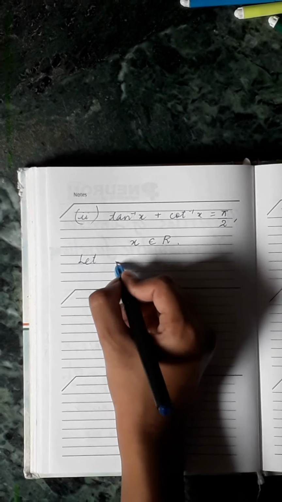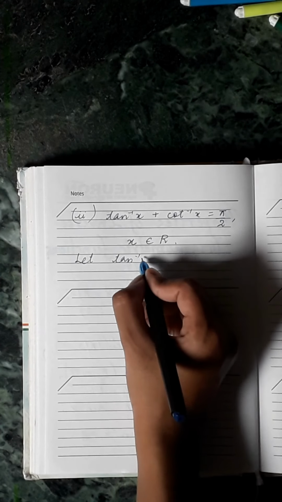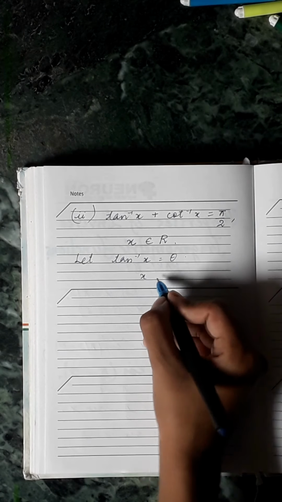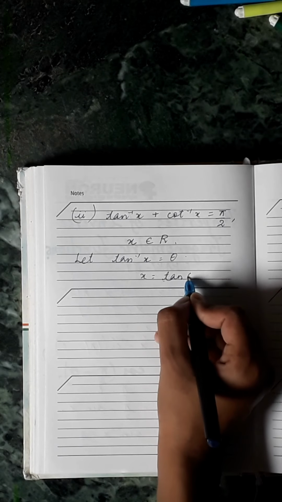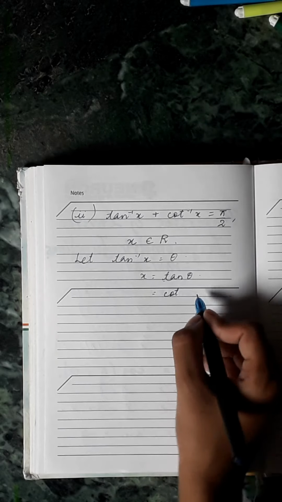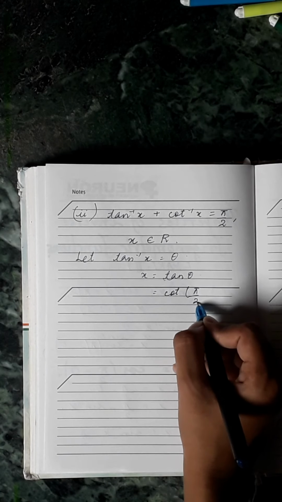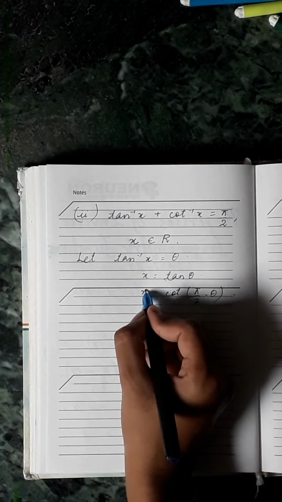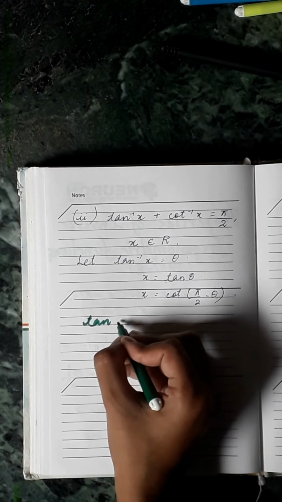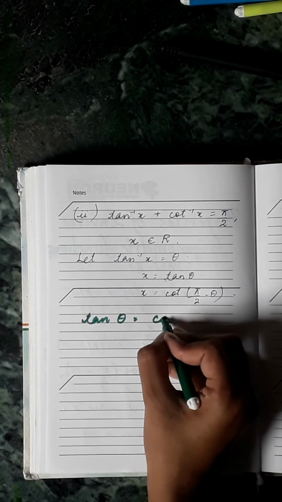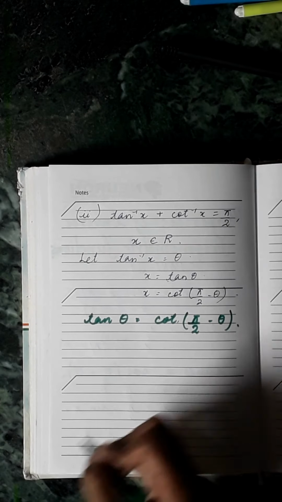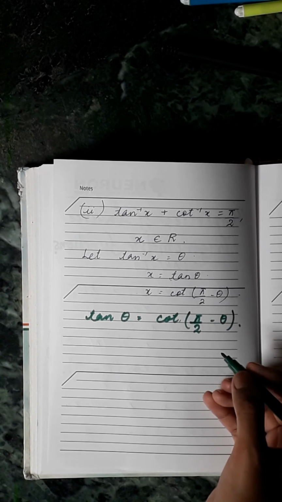So its proof is also the same type. Tan inverse x is equal to theta. So x is equal to tan theta. So again, can you write tan theta as cot pi by 2 minus theta? Yes, it is again a property. Tan theta is equal to cot pi by 2 minus theta.